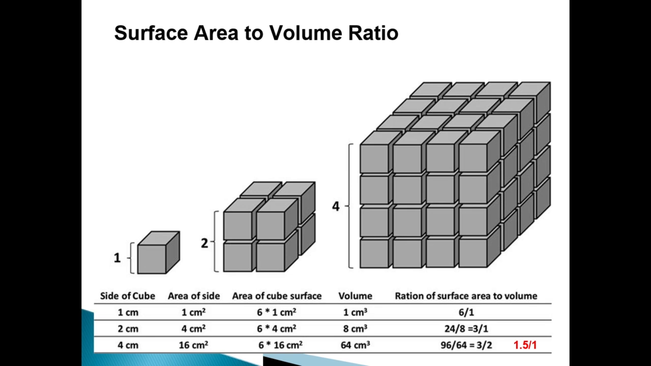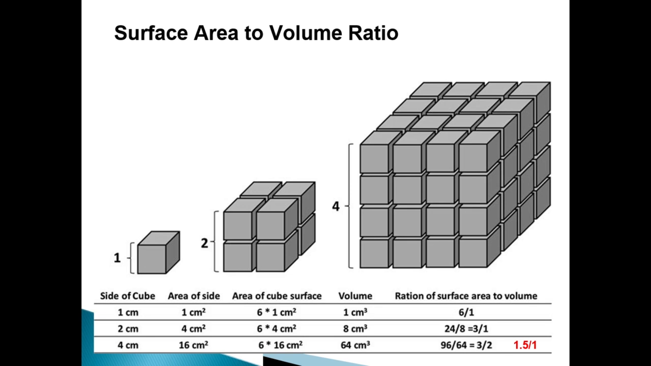For the next one, cube of 2 centimeters, you can see that for a cube with a surface area of 24 centimeters squared, we have 8 centimeters cubed in terms of volume. But this is very difficult to compare to the above value of 6 to 1. And so we divide the volume of 8 by 8 to get an answer of 1. And we do the same to the surface area. So 24 divided by 8 gives us 3. In other words, for every 1 unit of volume, we have 3 units of surface area.